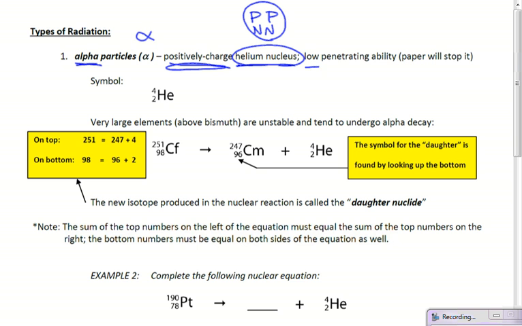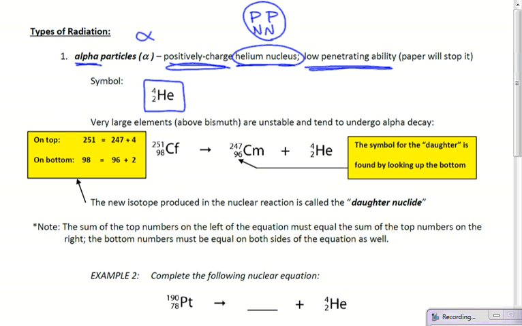It has a low penetrating ability. That means that it cannot go through many things at all because in this atomic world, it's actually pretty chunky. It's kind of like an 18-wheeler trying to move through things. So paper will stop it. It can't go through your skin or anything like that. Whenever we write the symbol in a nuclear equation, we have 4 over 2, because remember the atomic number, 2 protons, goes on the bottom, and then the 2 neutrons with it will make 4 for the mass number on top. And it's our very large elements above bismuth, which is number 83, that are going to go through this alpha decay, emitting these alpha particles.